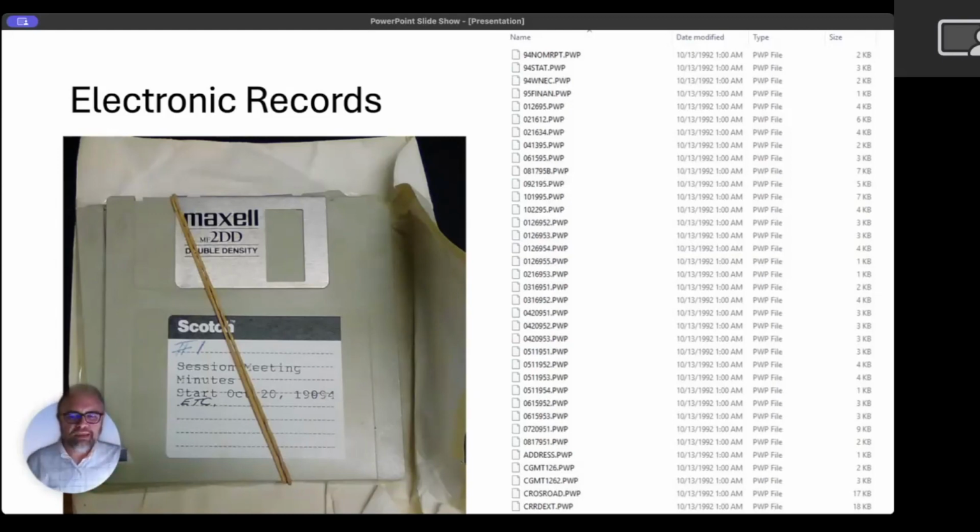Does anybody use a PWP file anymore? You see that list there? Can you do anything with that today? So this is a cautionary tale about dependence upon electronic records. I love my electronic records. They are wonderful and helpful. I can access them on my laptop wherever I go. But they can't be your only copy.